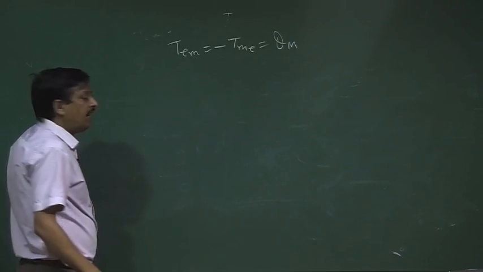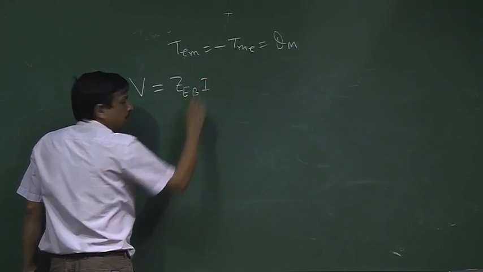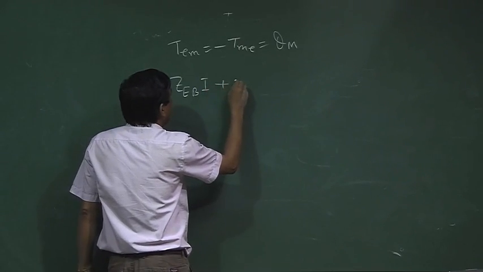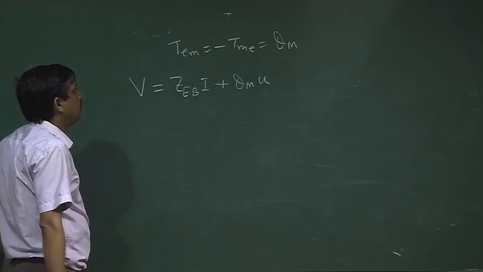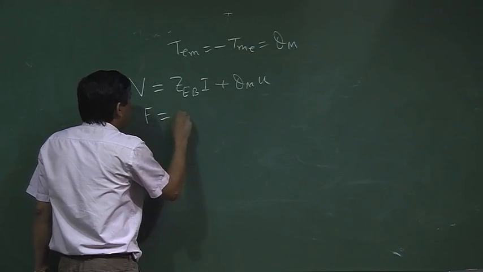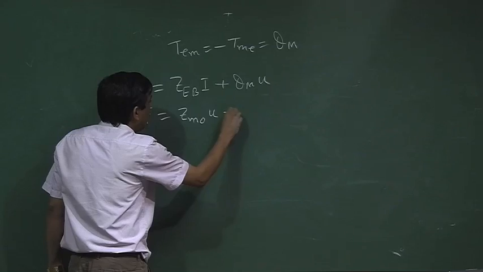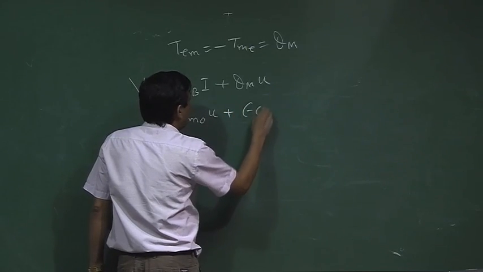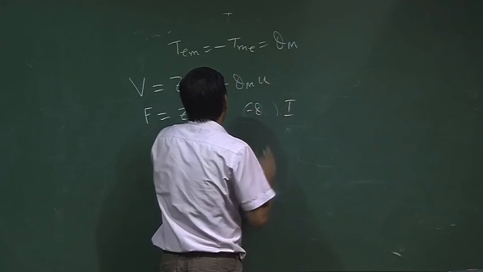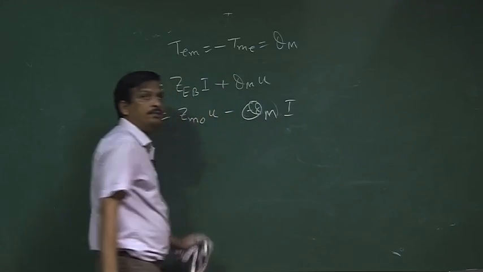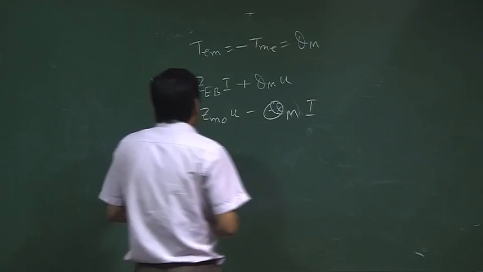Okay. In that case, what is V? V is equal to ZdV into I plus phi m into U. Similarly, force is equal to ZMO into U plus minus phi m into I, or I can write this as minus phi m I. Okay, minus phi m I. So, this is the equation.